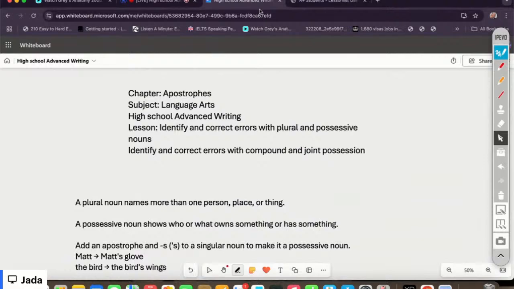Today we'll have our lessons on apostrophes. Okay, so this class is for the high school advanced writing. We will take the chapter on apostrophes from grade 9. So you can just check under grade 9 and you can see the chapter.